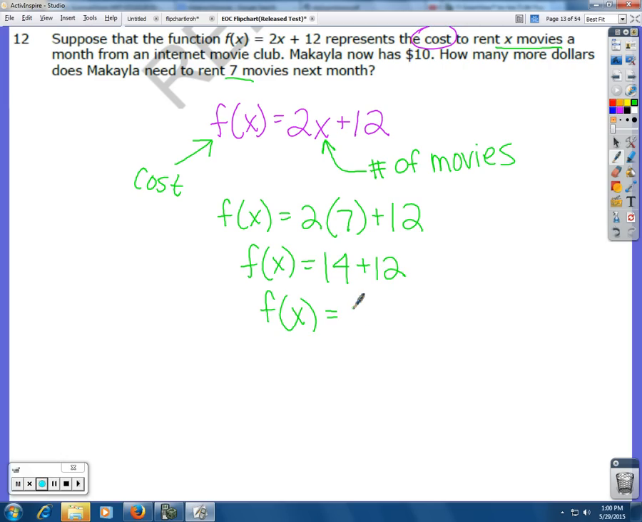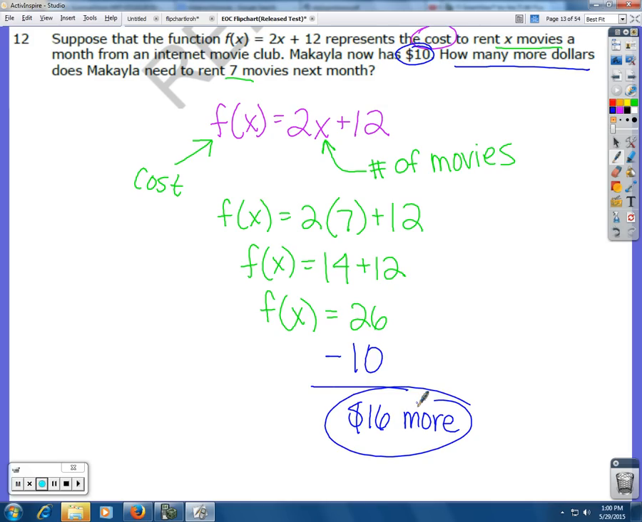Okay, so she's going to need $26 in order to rent those 7 movies. It says that she currently has 10. How many more dollars does she need? So if we take away the 10 she already has, she's going to need 16 more dollars in order to be able to rent the 7 movies that she wants to rent.